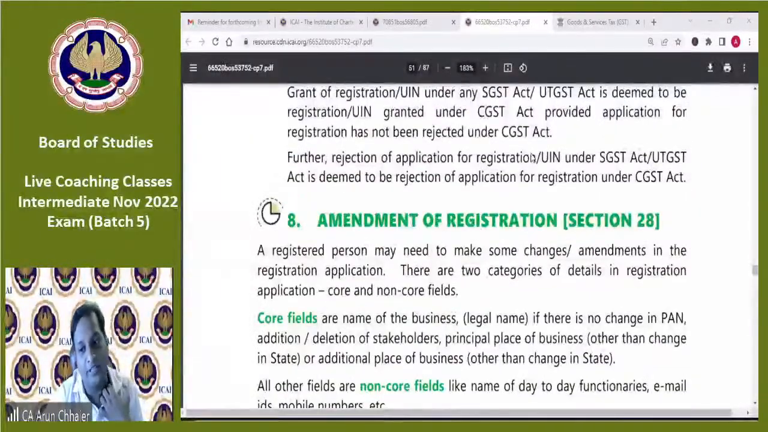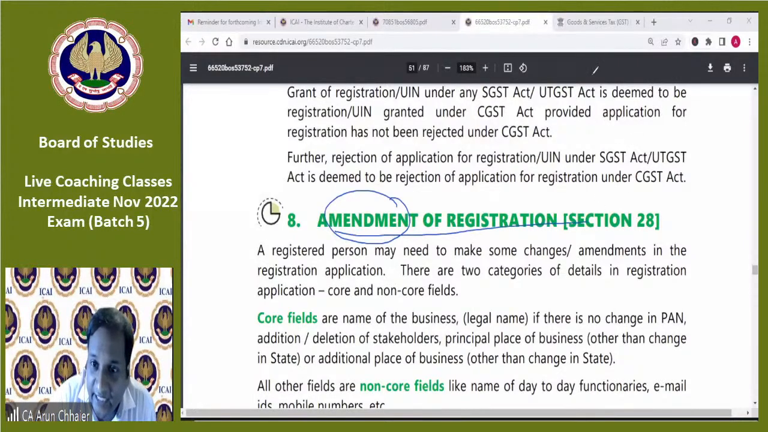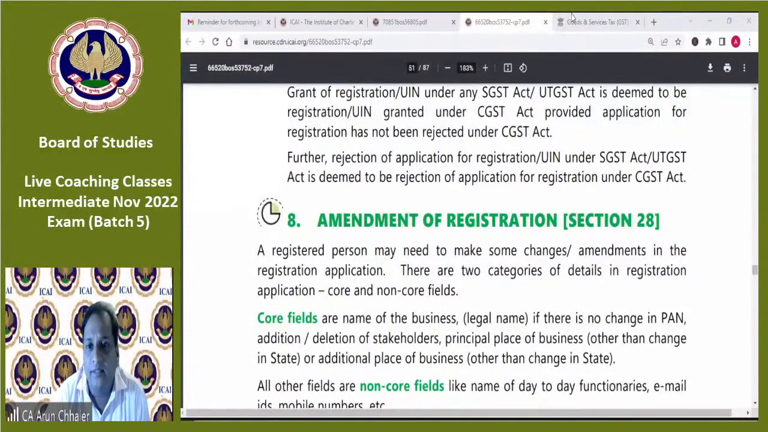Now we are talking about section 28. Now we are moving to section 28. What is that? Amendment of registration. Section 28 talks about amendment of registration. Suppose some detail is being changed. Let's say address is changed, or bank detail is changed, or director is changed, email ID changed, mobile number changed.